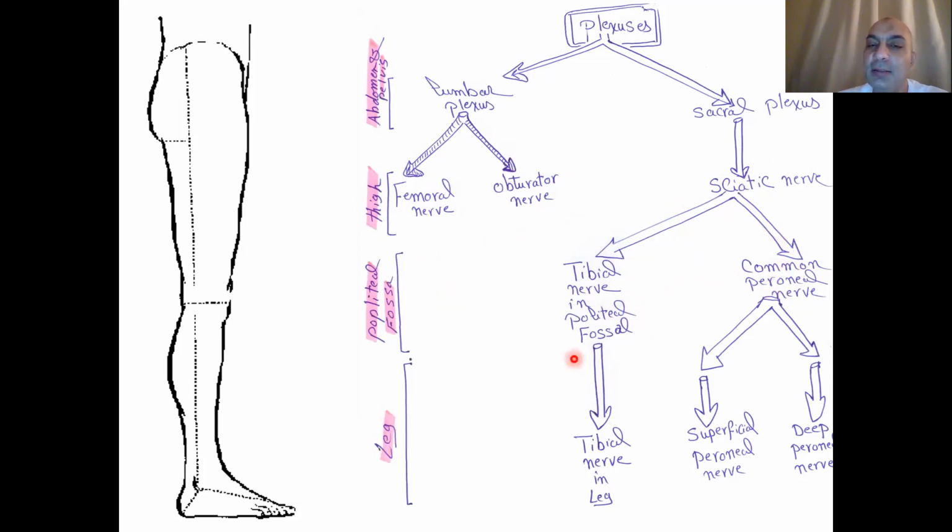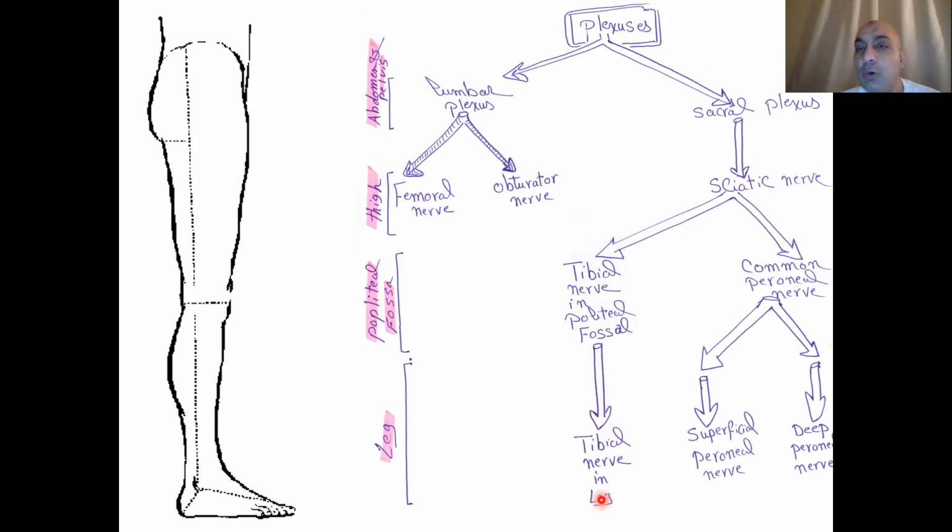In the leg, the tibial nerve in the popliteal fossa is going to continue and change its name, and it becomes the tibial nerve in the leg. While the common peroneal nerve divides into two branches, named the superficial and the deep peroneal nerves. So we have three nerves. One for the anterior compartment is called the deep peroneal nerve. One for the lateral compartment is called the superficial peroneal nerve. And finally, one for the posterior compartment, which is called the tibial nerve in the leg.